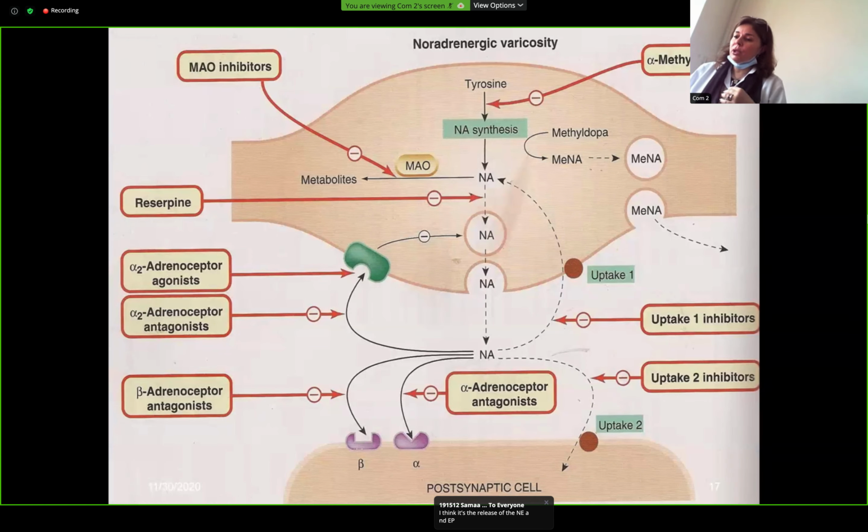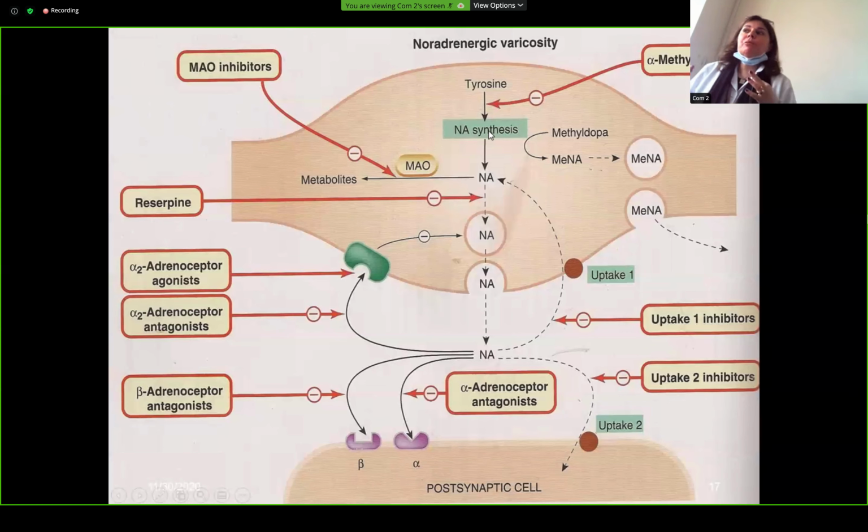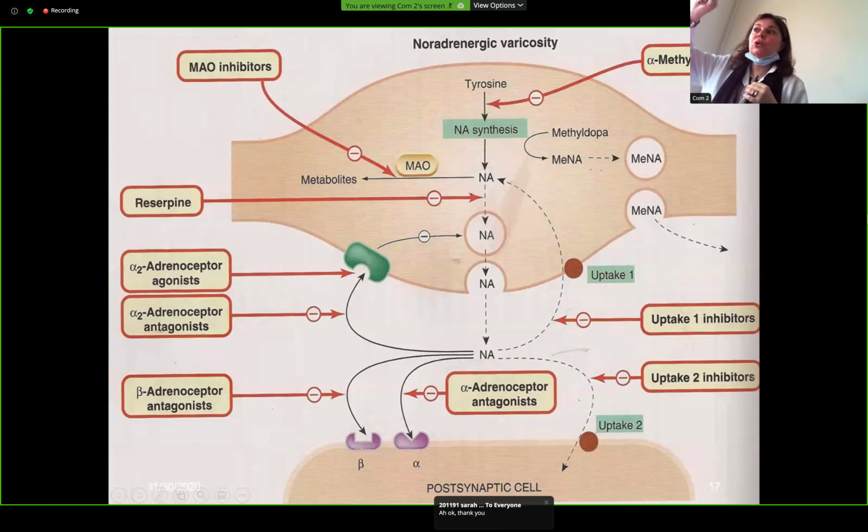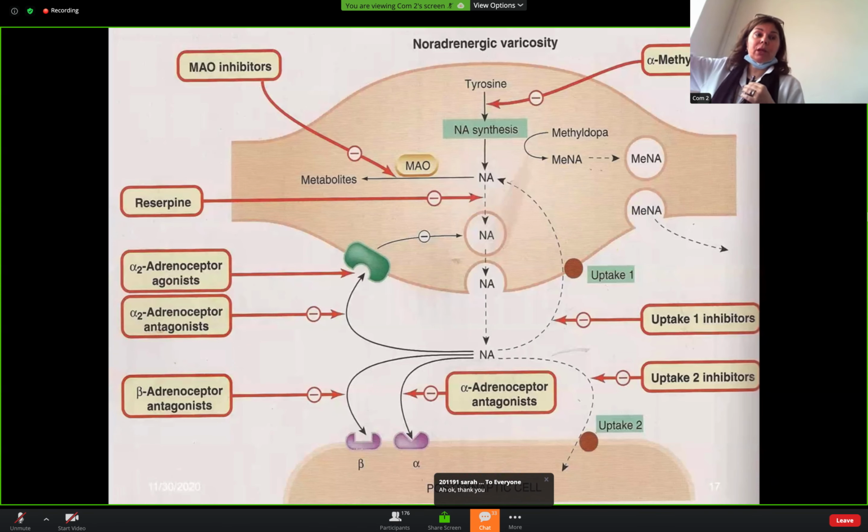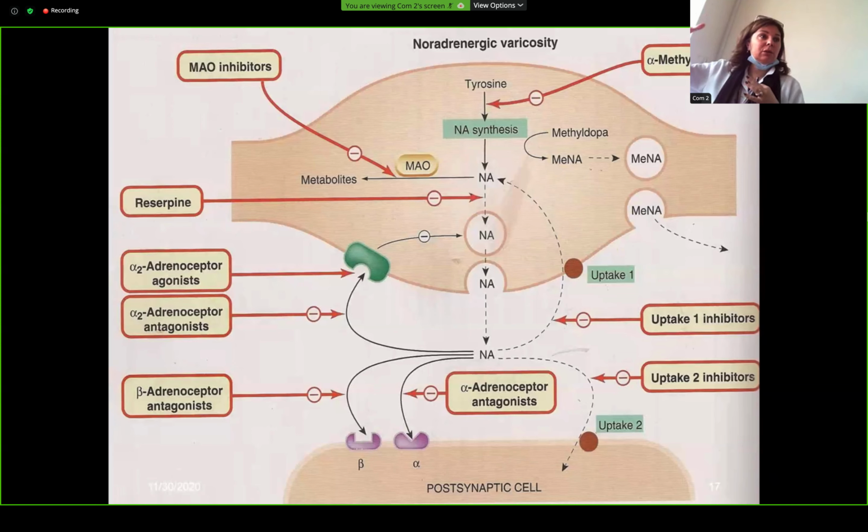Again, this is another picture. Remember, in any different picture in the book or different places, you will find it depending on what they want. In this one, they're telling you where the medications act mainly. So we are not going into tyrosine, they're going directly to norepinephrine, and keeping the norepinephrine inside. When you see a negative or a dotted line, what does it mean? Inhibitory, in any figure. If you see a plus, it means it's stimulating more, or if you see a full line. Here there's no dotted line where they act. MAO inhibitors, you have reserpine, the alpha adrenergic agonists, antagonists.